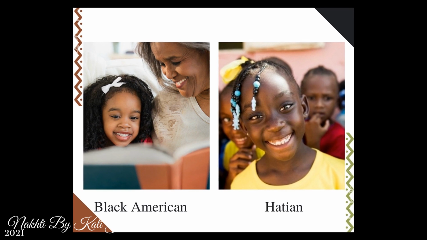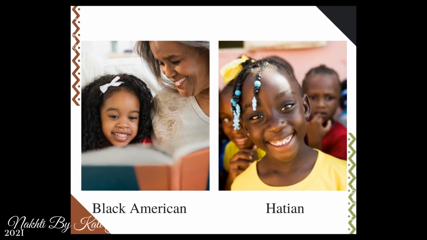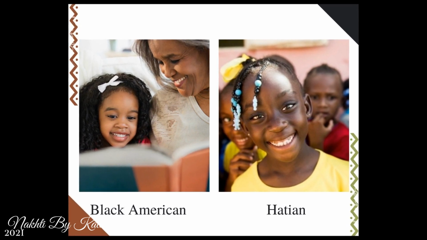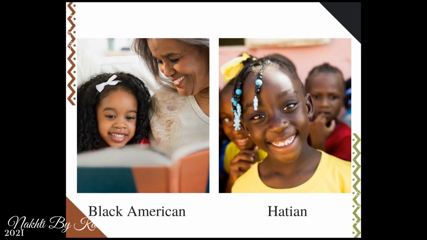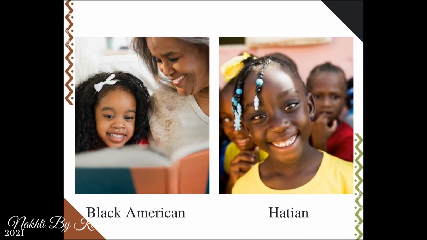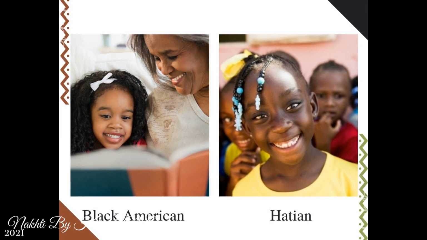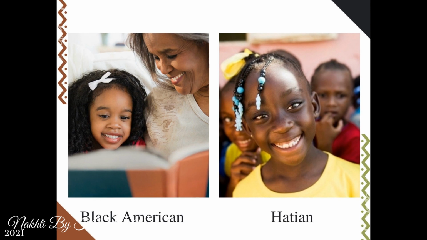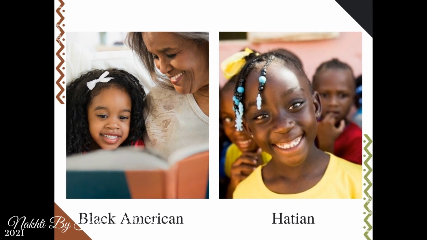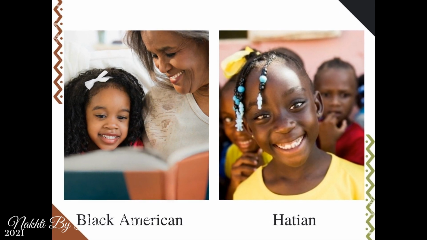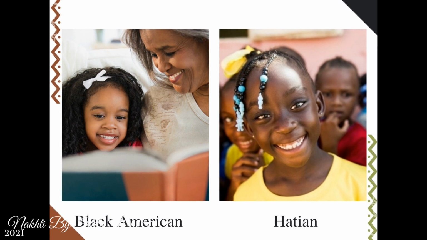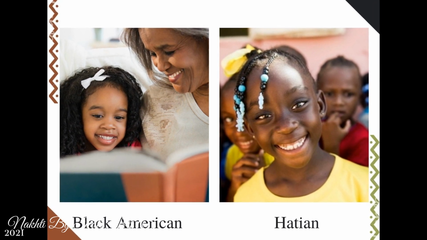So let's move on. We see these cute kids in the picture. This is once again a Black American kid and a Haitian kid. Now you see this Haitian kid, a gorgeous Black baby girl, and then you see the Black American, gorgeous Black baby girl, and once again you could see the nose is clearly different, and even the eyes. The eyes are different. The Haitian has more of an almond-shaped eye.